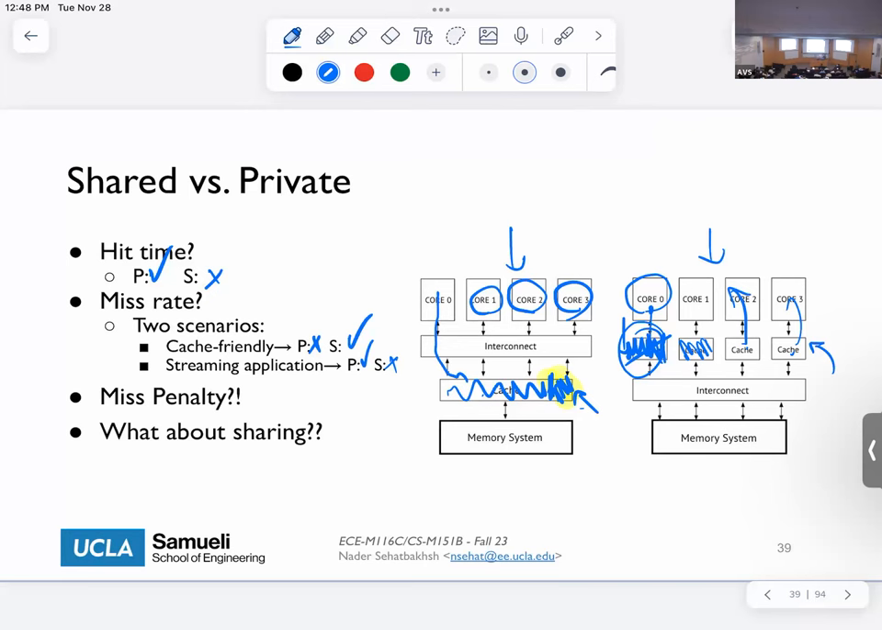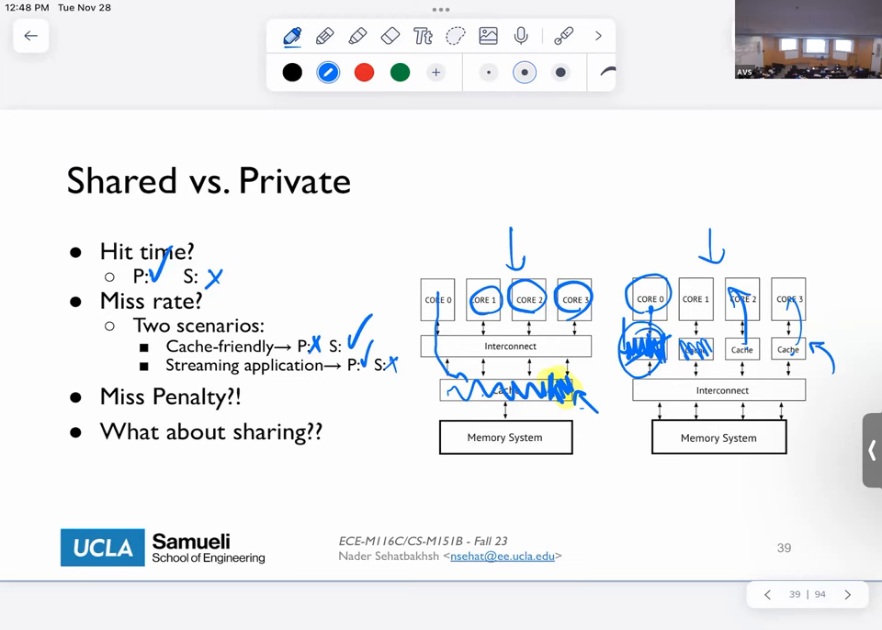So in other words, depending on the application, each of these two designs might perform differently. The hit time for the private cache is significantly better, and the miss rate of the shared is usually much better, but on average it's a trade-off between these two. One is better in some cases, the other is better in some other cases.